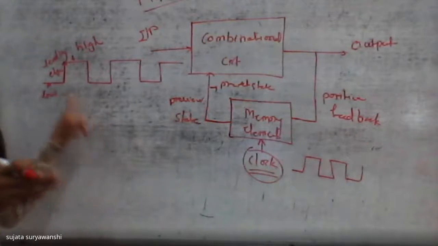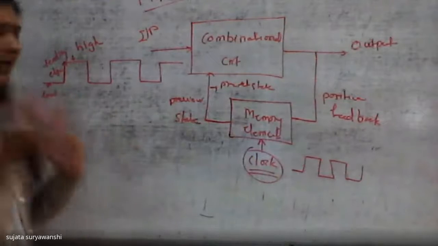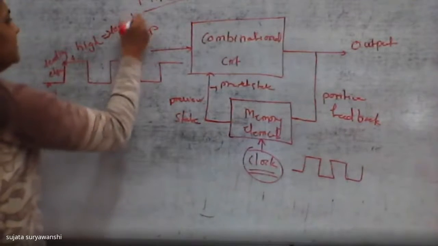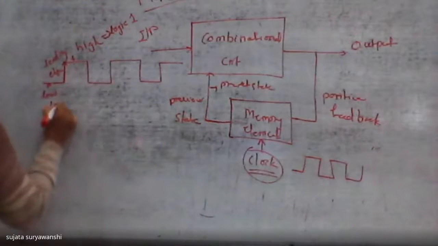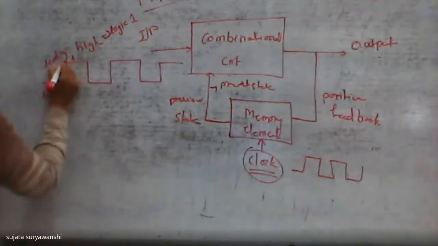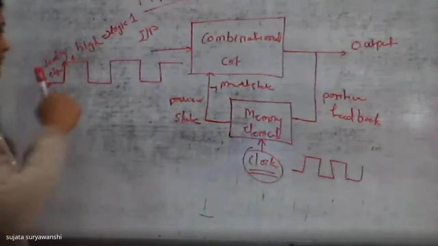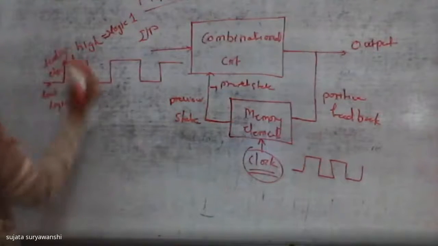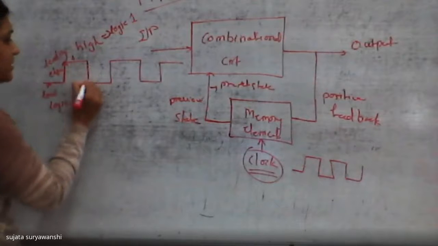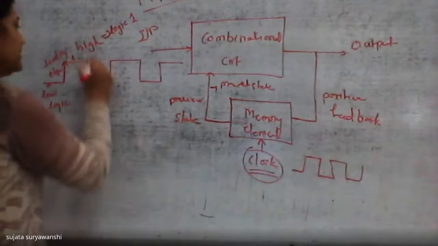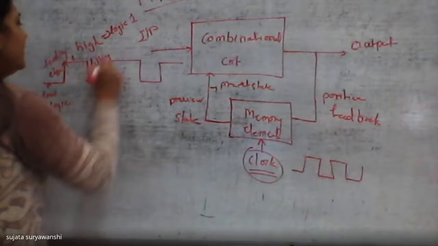What clock signal you pass is either low or high. High means logic 1, and low means logic 0. This edge is known as the leading edge, meaning the continuously growing edge, and this edge is known as the falling edge.